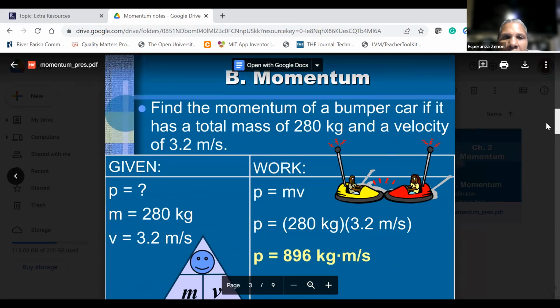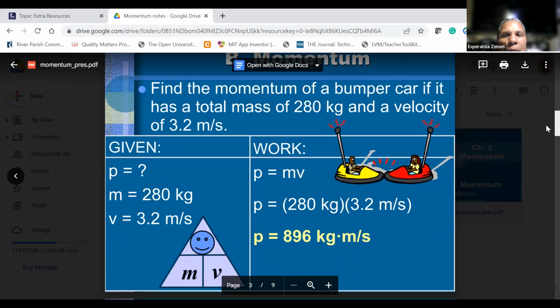All right. So here's an example. Find the momentum of a bumper car if it has a total mass of 280 kilograms and a velocity of 3.2 meters per second. Okay. So it gave us mass, gave us velocity. Our pyramid says if we want to find momentum P, we multiply mass times velocity. So that's 280 kilograms times 3.2 meters per second, 896 kilogram meters per second. Okay. So for that particular bumper car, that's the amount of motion that it has, 896 kilogram meters per second.